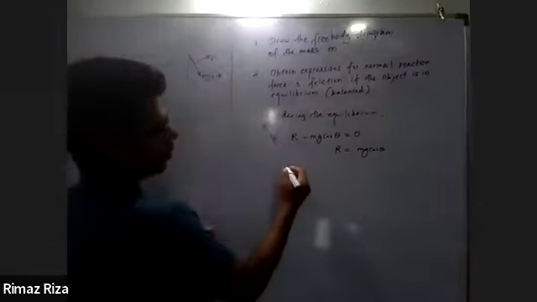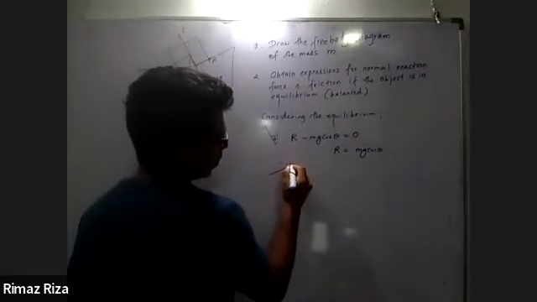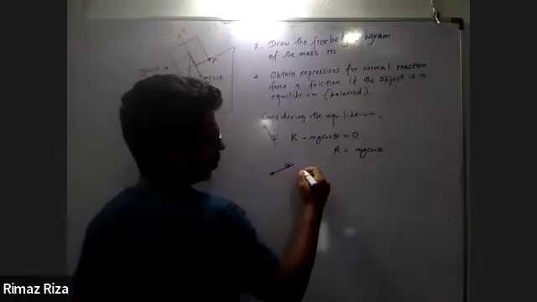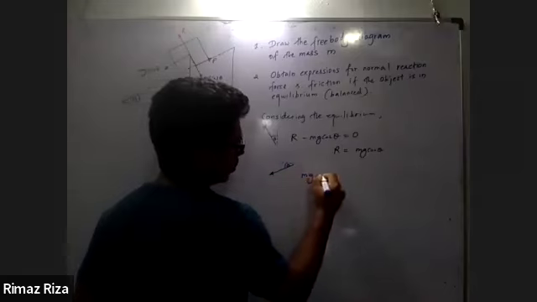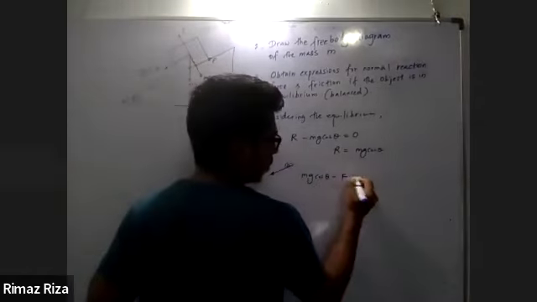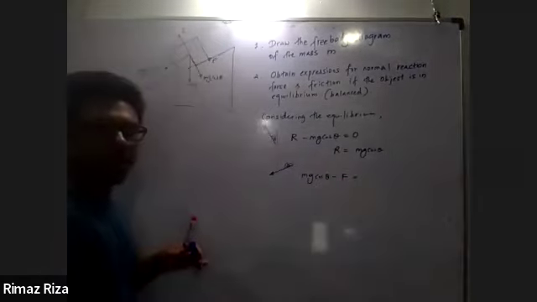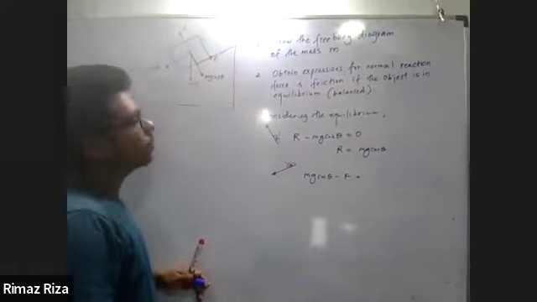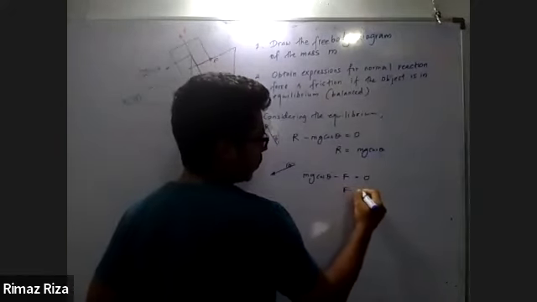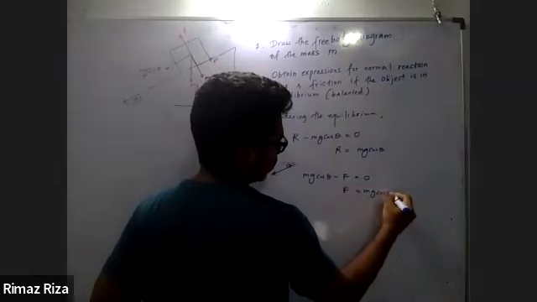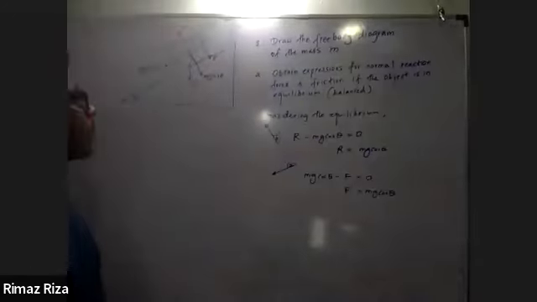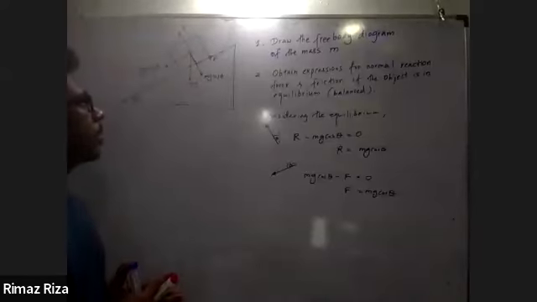And then we can consider the direction parallel to the plane. Here downward we have mg sin theta minus F. F is in the opposite direction. So the net force has to be zero because it's in equilibrium, at rest, no movement. Therefore, F equals mg sin theta. Okay.